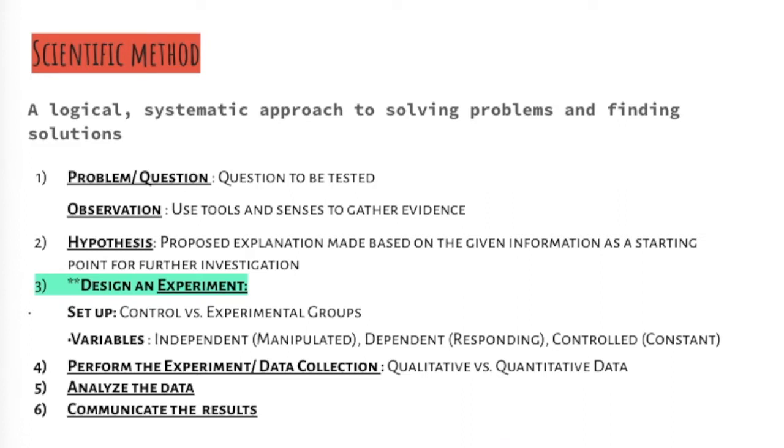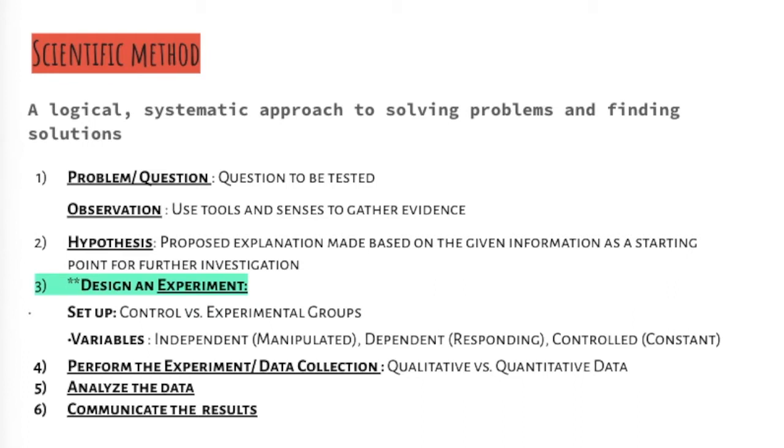The second step in the scientific method is to form a hypothesis. You may have heard this term before. A hypothesis is a possible explanation for a set of observations, and it also serves as a starting point for further investigation. Following is the next step in the scientific method, and that is to test our hypothesis by designing an experiment. We will spend some time today learning about a control versus experimental group, as well as the differences between an independent, dependent, and controlled variable.